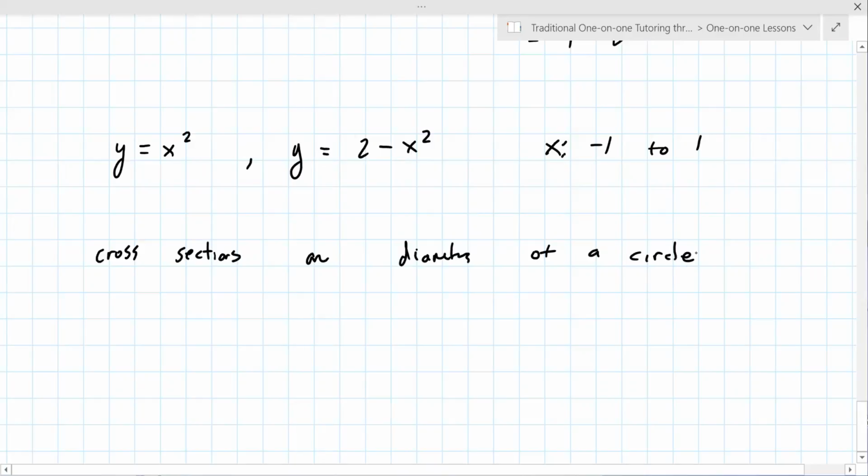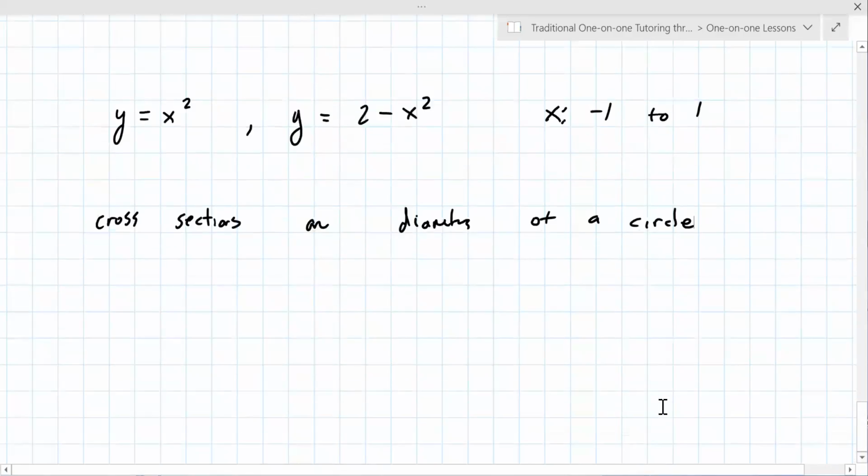Would you like a graph of this, or would you like to try and do it on your own? I'd like to try and do it on my own. All right, take another 2-3 minutes and see what you come up with. Okay.